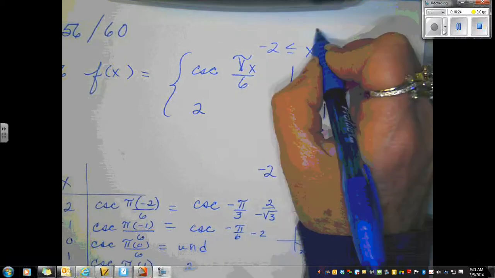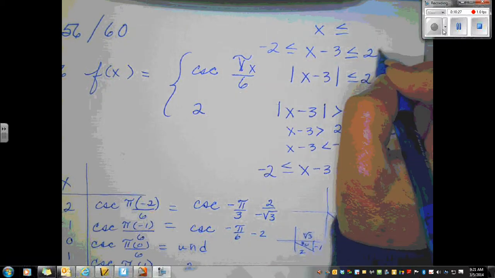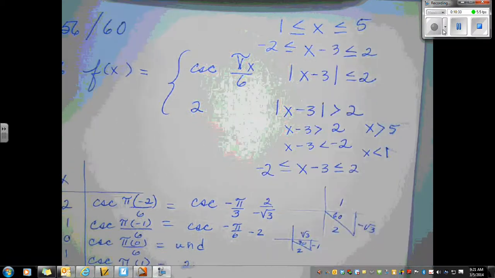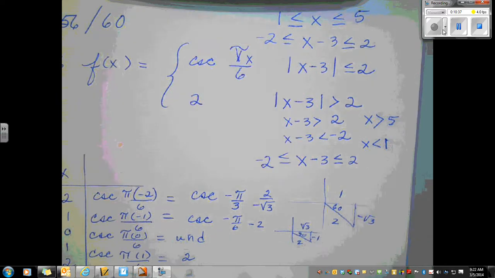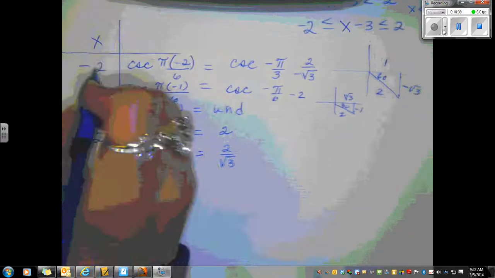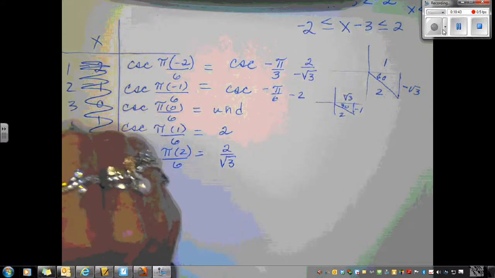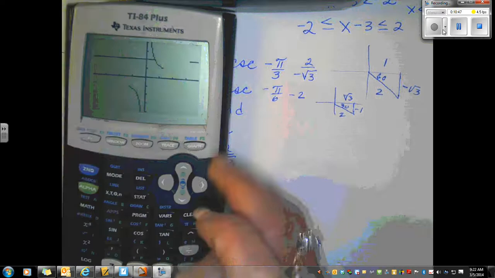So that means x is less than or equal to what? This is 5 and this is 1. Okay, so that means I only get to pick things between 1 and 5. So I have to do this over and do 1, 2, 3, 4, 5. It really would be easier for you guys to just graph this.